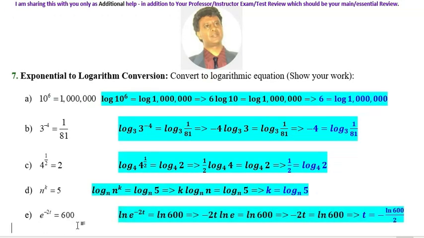e to the minus 2t equals 600. So the base is e, so take log base e of both sides, which is ln. ln of e to the minus 2t equals ln 600. Bring the minus 2t down, that is minus 2t ln e equals ln 600. ln e is 1, that is minus 2t equals ln 600. Then t is minus ln 600 over 2.